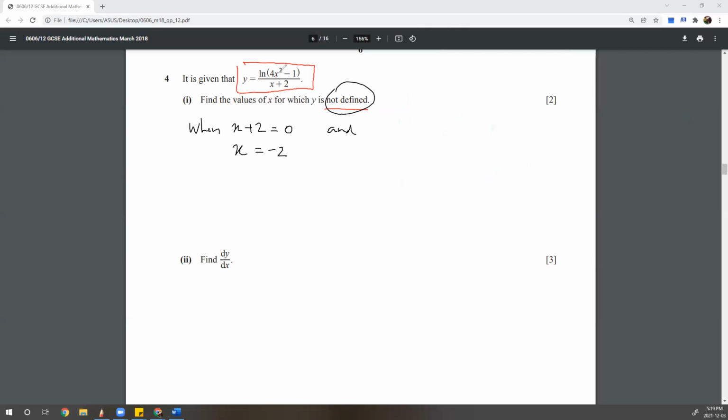And when we learn about the natural log, the logarithm, the inside can never be negative. So x squared minus 1 over 4 is always more than 0, it cannot even equal 0. Okay, more than 0. So x squared more than 1 over 4. Oh yeah, sorry, 1 over 4. And then you do the square root on both sides, x is plus minus 1 over 2.